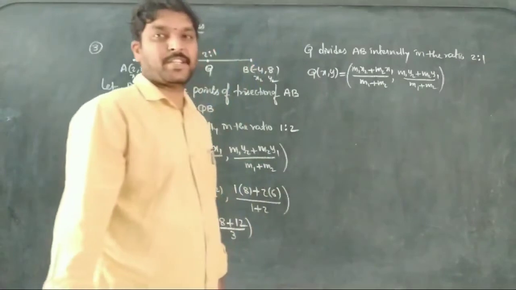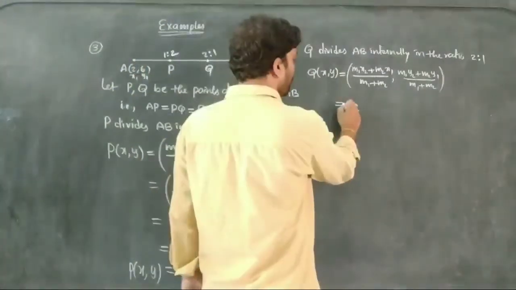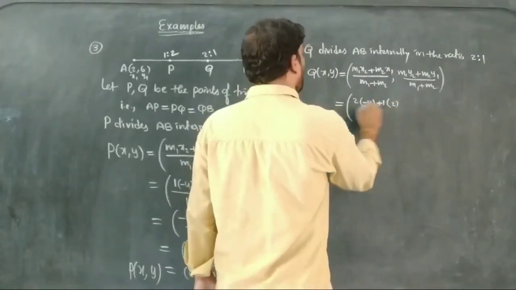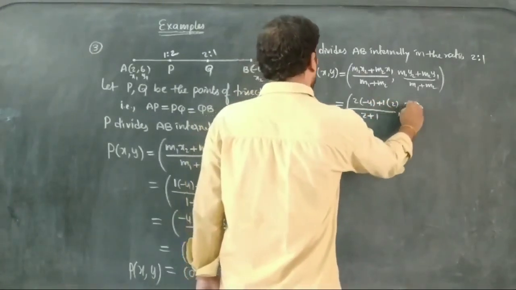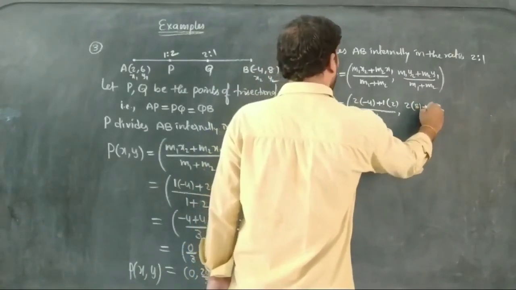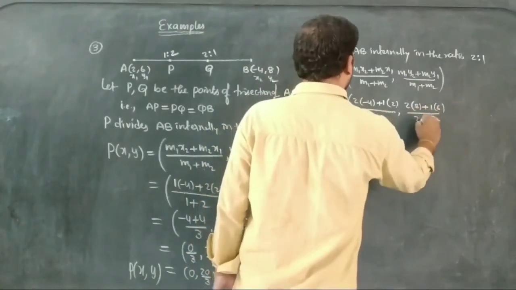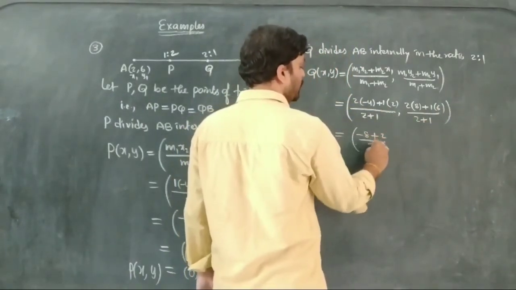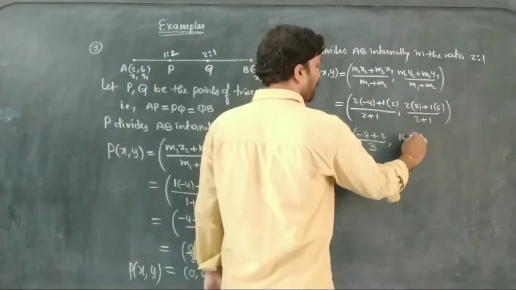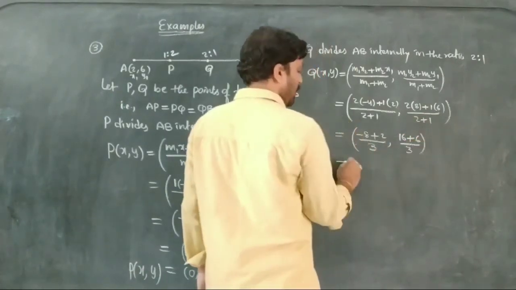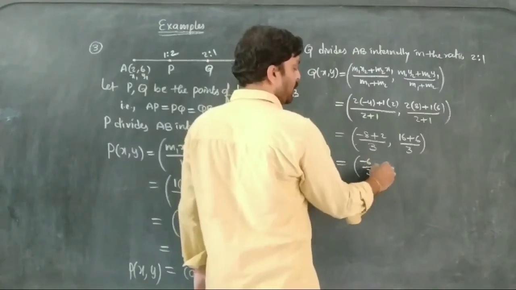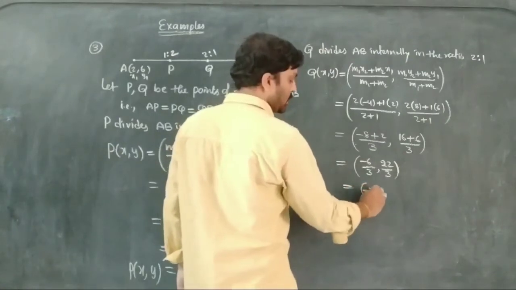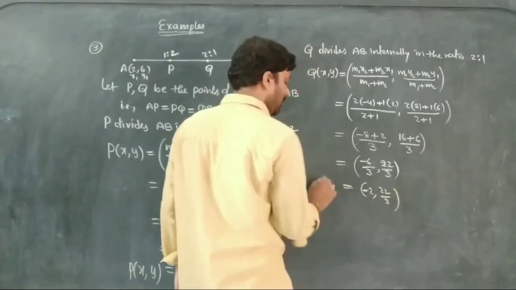This is the section formula. Here m1 is to m2. m1 is 2. 2 into minus 4, 1 into 2 by 2 plus 1. Next 2 into 8 plus 1 into 6 by 2 plus 1. 2 4s are 8, 2 1s are 2. 2 plus 1 is 3. 2 8s are 16 plus 6 by 3. Minus 6 by 3. Here 22 by 3. 3 2s are 6. 22 by 3. This is Q(x, y).